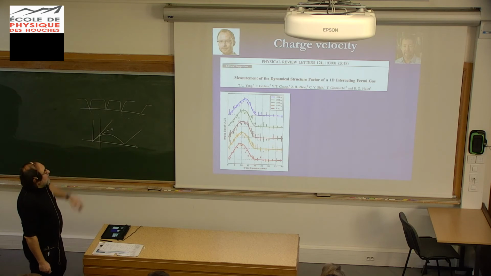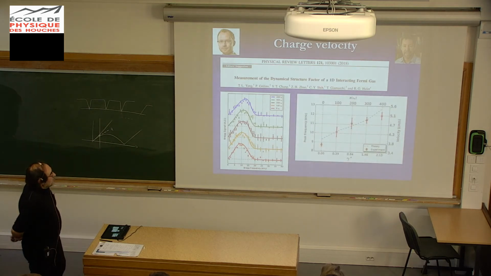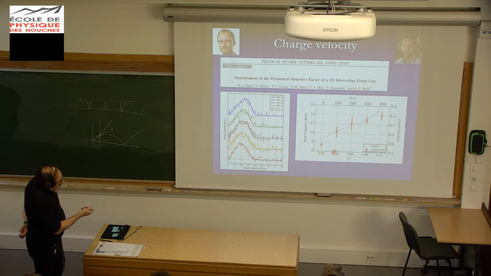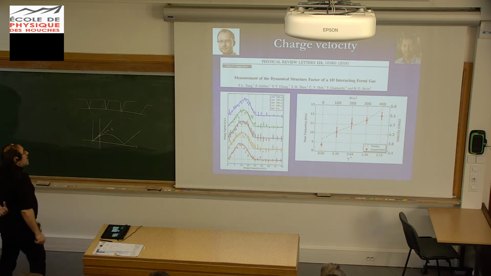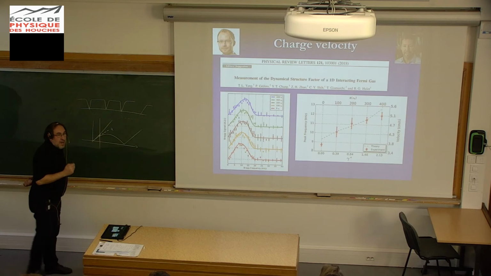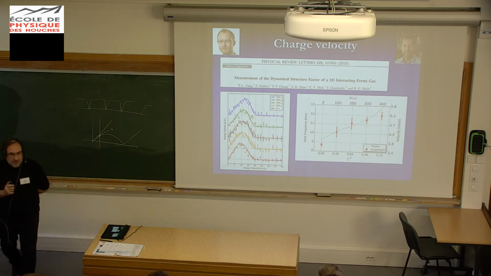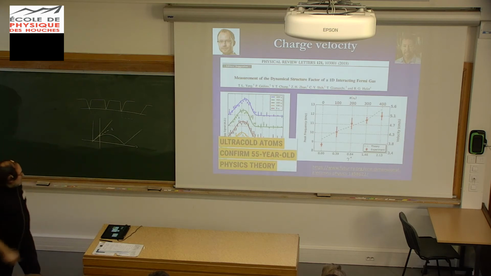So here is the data. I won't go into the detail of Bragg spectroscopy. And here is the comparison of the measured velocity with respect to the theory. So it works very well, and to the best of my knowledge, this was the first time that the interaction dependence of this velocity could be measured with good reliability. Just to show you how much I hate the trap. No. So people were happy about this.